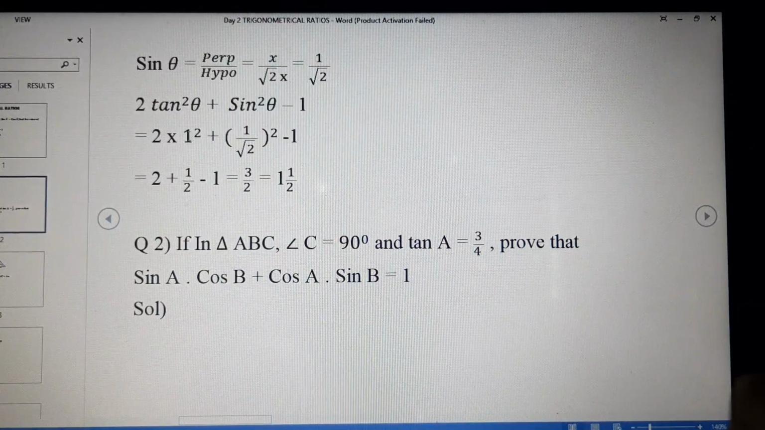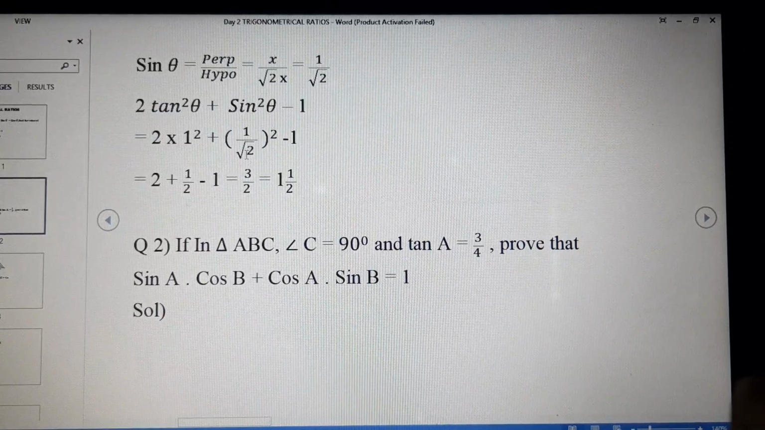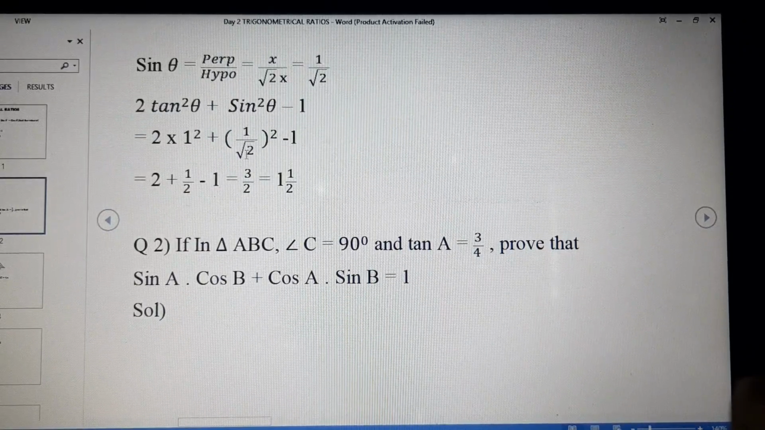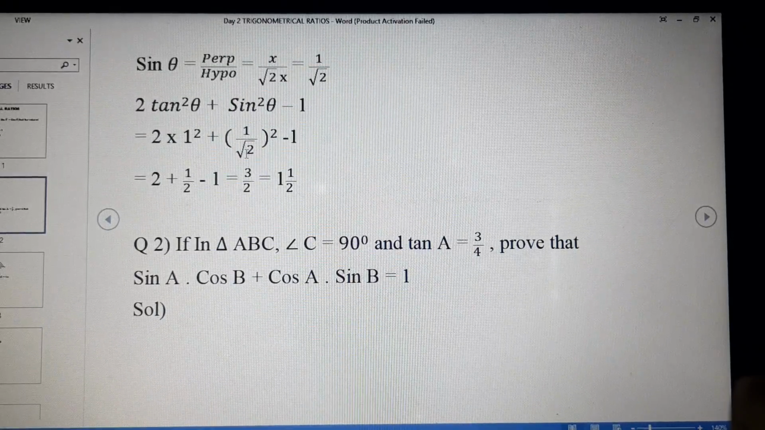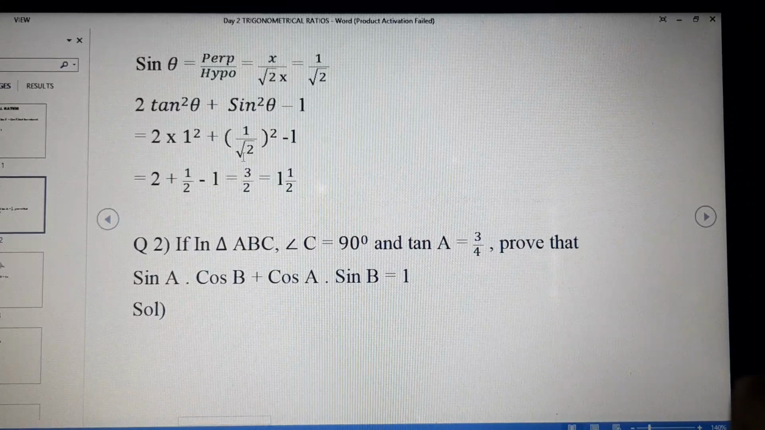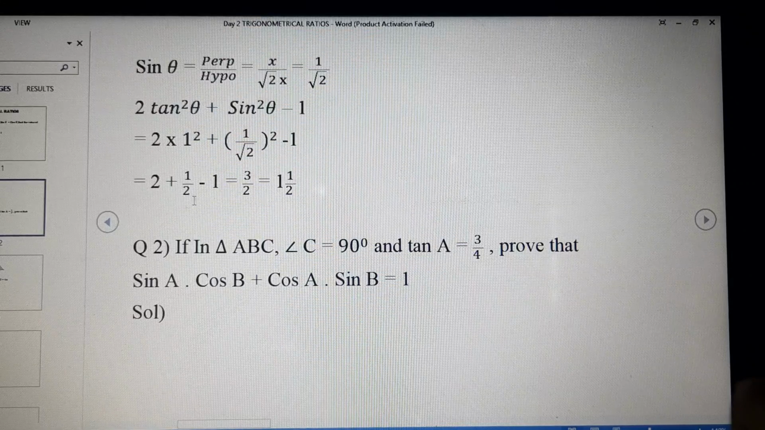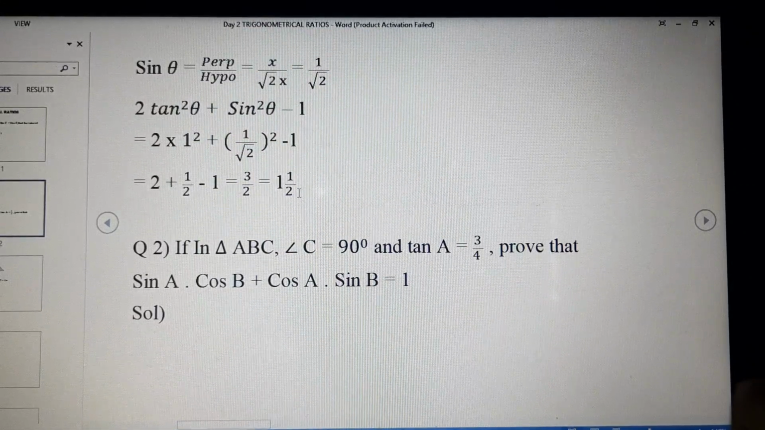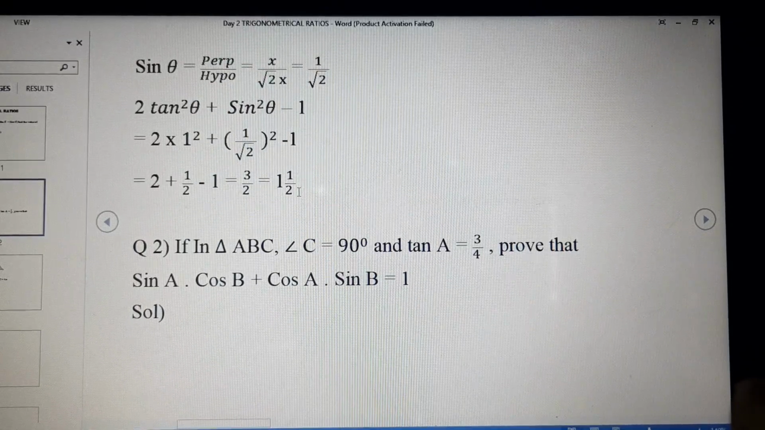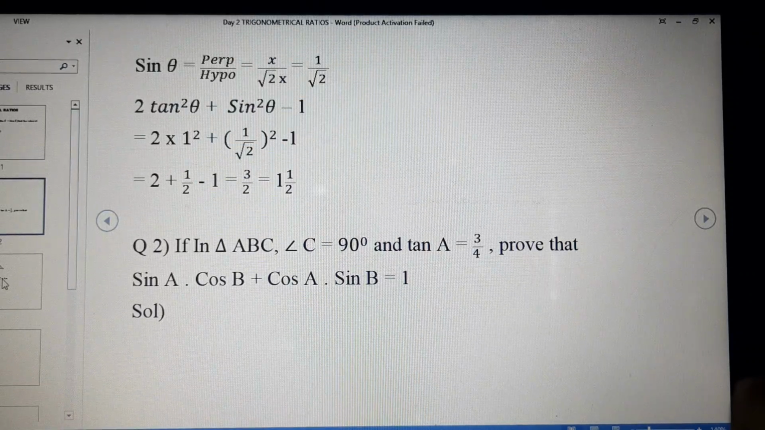We'll put the values. Tan theta was directly 1, so 1 square plus 1 upon root 2 square minus 1. 1 will be squared, root 2 will be squared. Root 2 square is 2, because root 2 into root 2, a pair is formed, and it will come out from under root. So 2 times 1 square is 2, plus 1 upon 2, minus 1, that means 3 upon 2, that means 1 and a half. Here you can leave your answer as 3 upon 2 also, and you can convert it into a mixed number also. Both are alright.